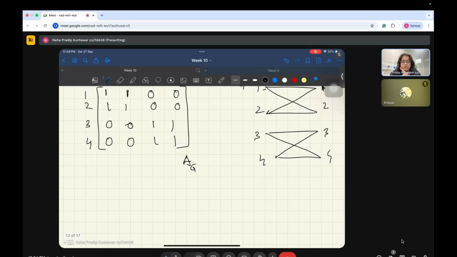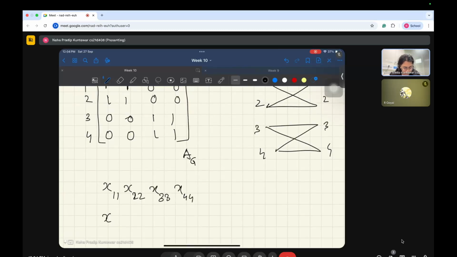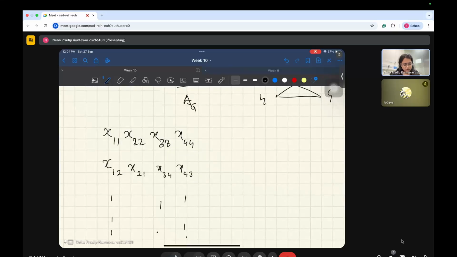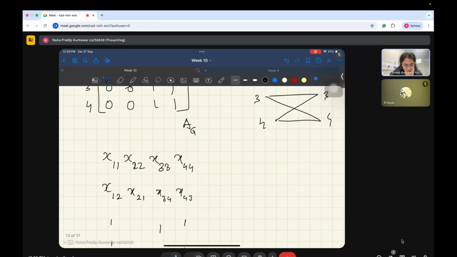Now we will look at arbitrary permutations. Let's say we wrote these terms, 1 goes to 1. Let's take some permutations. This is the identity permutation. Let's look at x12, x21, x34, x43. So how many such permutations will we have? 4 factorial, 24.